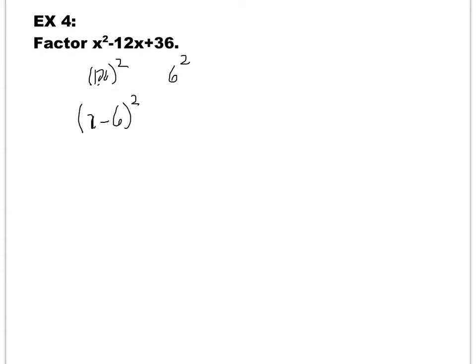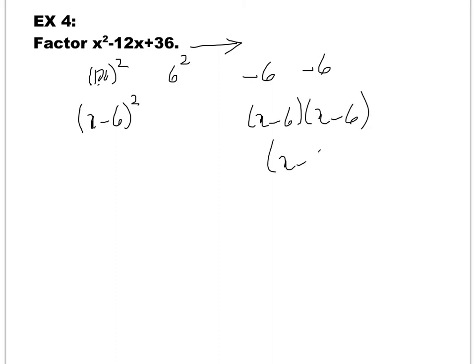That's one way. Again, another way of doing it: the leading coefficient is 1. So let's try to find two numbers whose product is 36, but the sum is negative 12. So those two numbers are negative 6 and negative 6. So the answer is x minus 6 times x minus 6, x minus 6 squared. So either way is correct. Which method to use, it's up to you, whichever one you feel comfortable with.